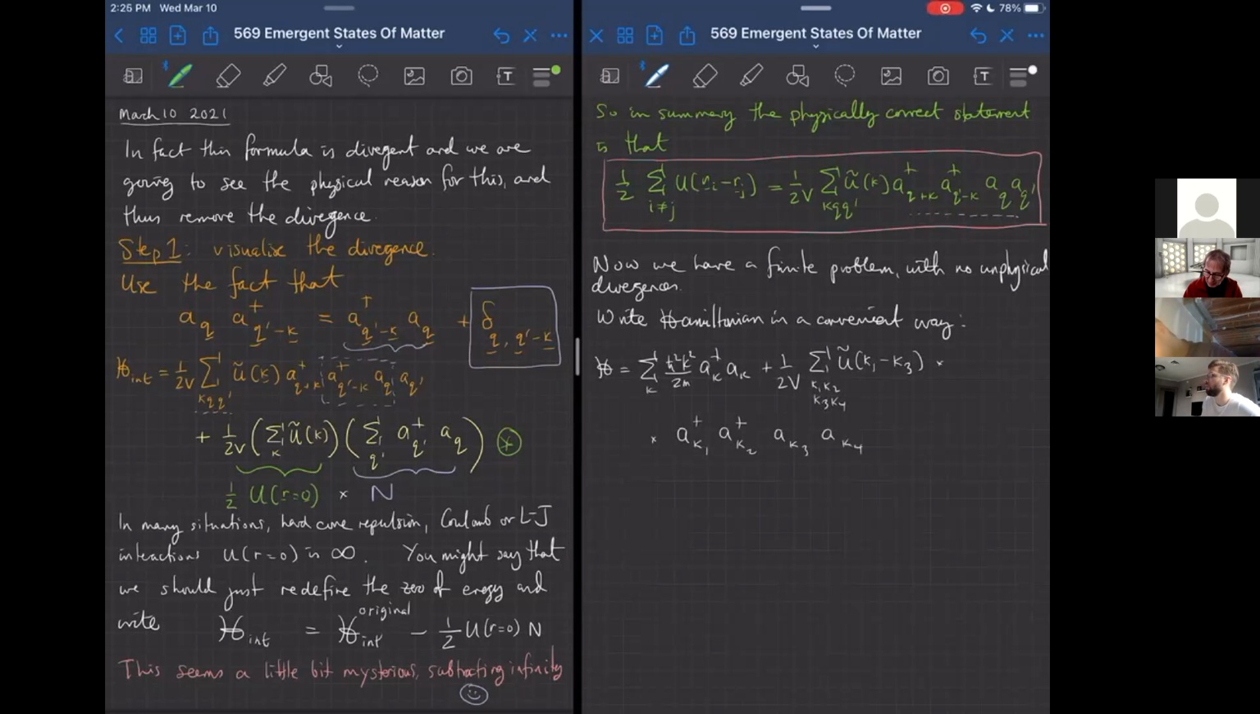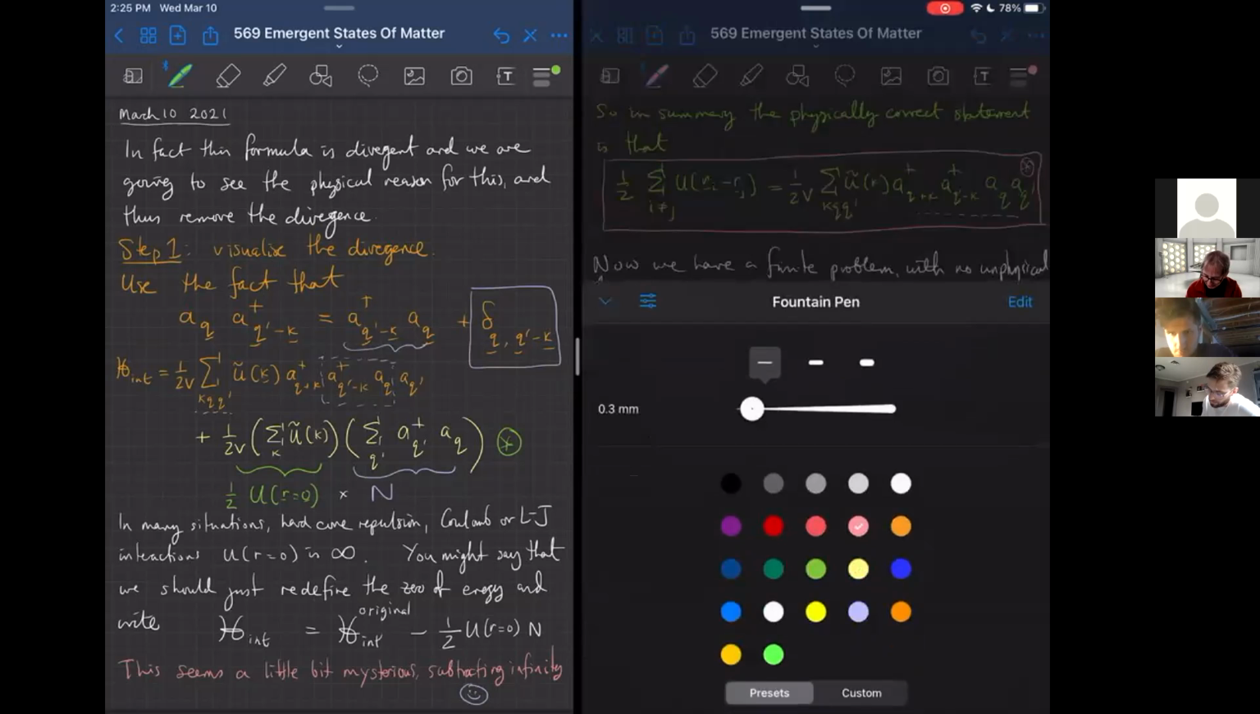And then what do I have to do? Well, I have to put in a delta function to make sure that converts the sum over 4 variables into what is up here, a sum over 3 variables, k, q, and q prime. So if you look at the way I've defined the momentum variables, this is delta of k1 plus k2, minus k3 plus k4, like that. So the picture that you have is essentially a kind of scattering process.